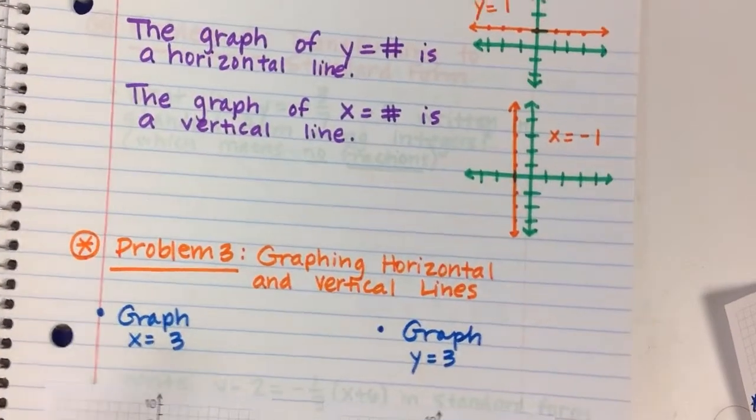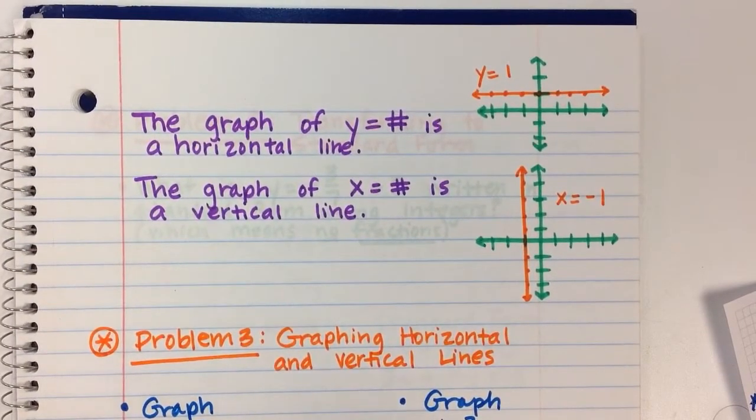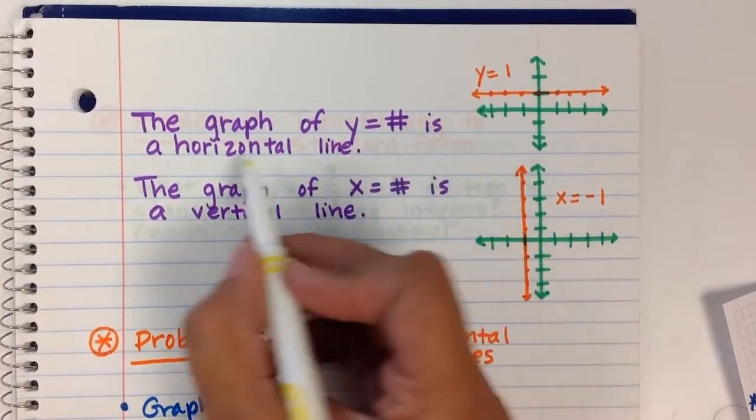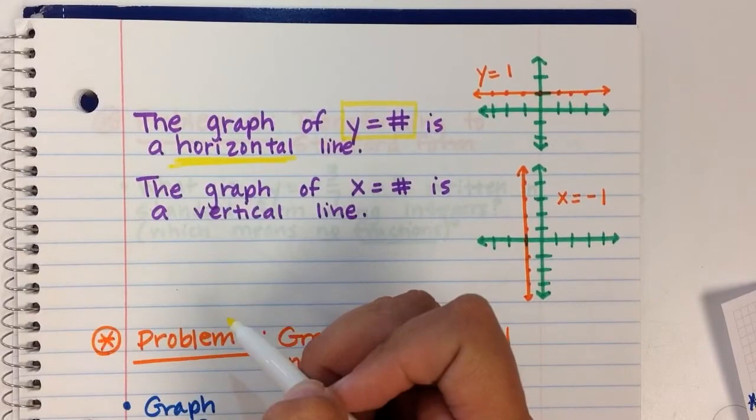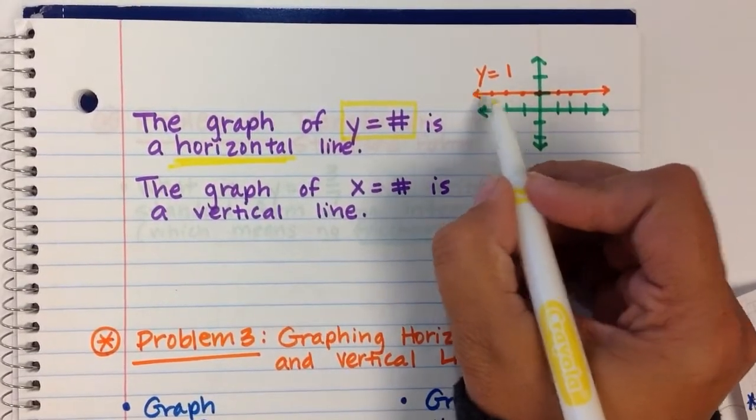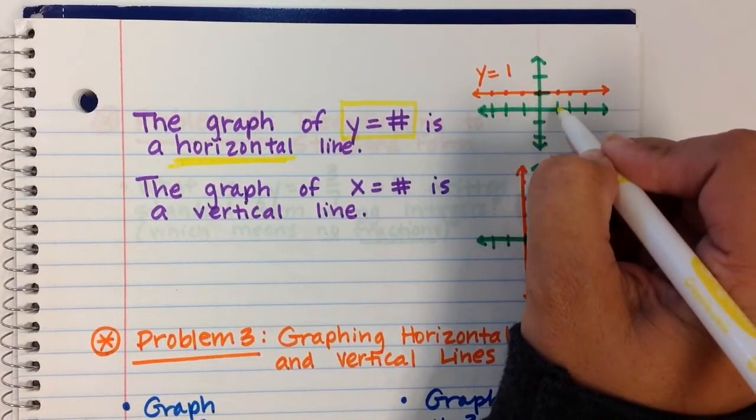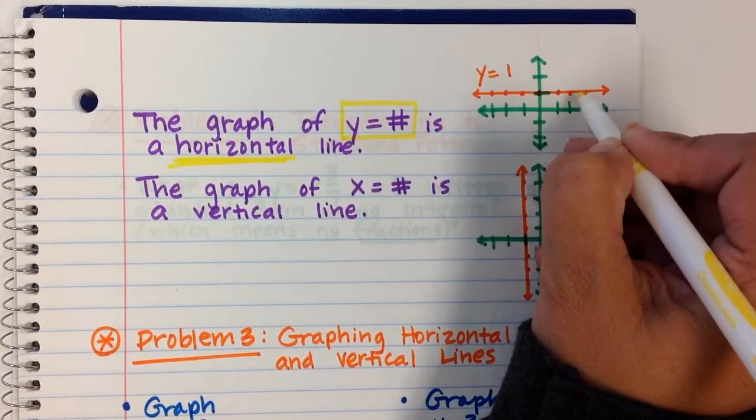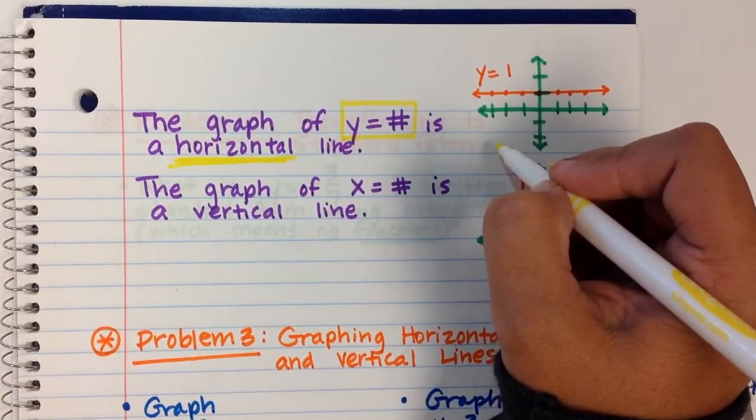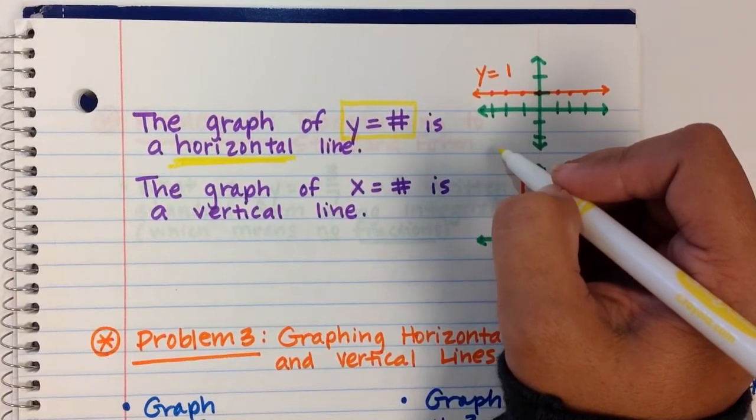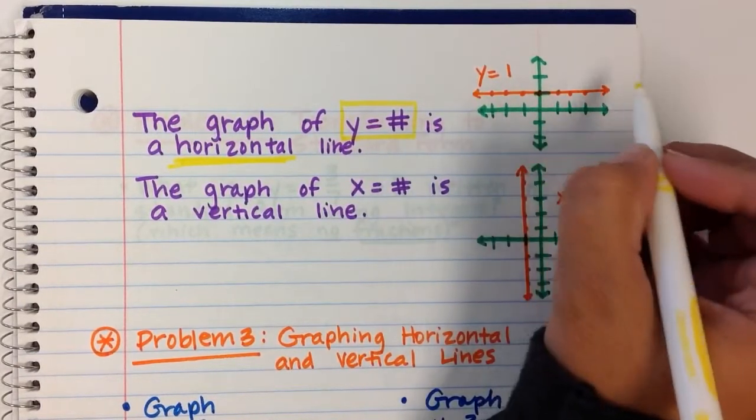Graphing horizontal and vertical lines. The graph of y is equal to any number is a horizontal line. So anytime you have y is equal to a number, you're going to get a horizontal line, like y is equal to 1. That's because in every one of these ordered pairs, (0, 1), (1, 1), (2, 1), (3, 1), (negative 1, 1), (negative 2, 1), (negative 3, 1), your y value is 1. So that's a horizontal line.